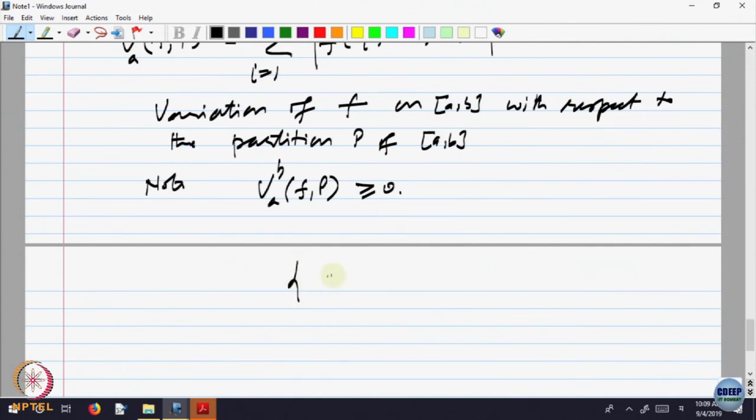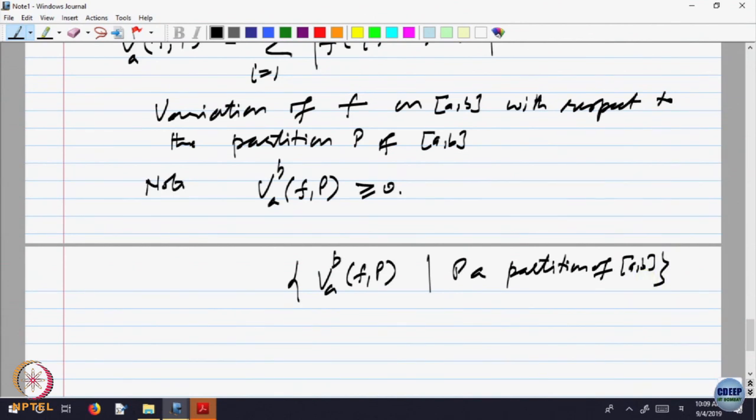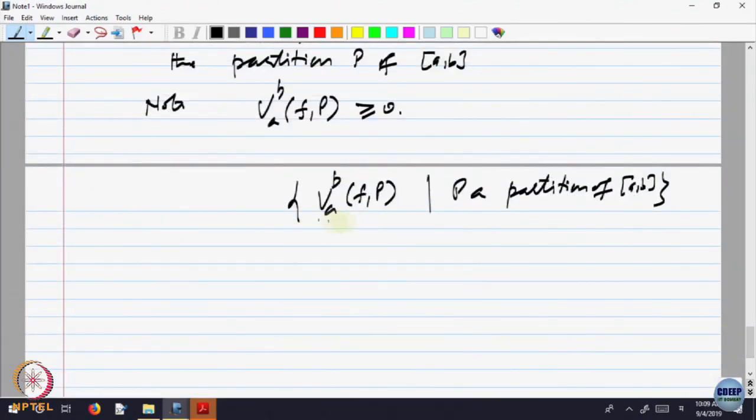So, if I look at the variation of f over P, P a partition, if I look at these numbers, this is a subset of the real line, right? All are real numbers which are actually non-negative, but we do not know whether it is bounded above or not. It may be bounded above, it may not be. If it is bounded above, it will have a least upper bound, right. So, let us call it the supremum. Let us write V a b of f to be the supremum of this.